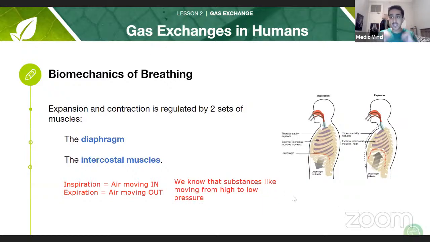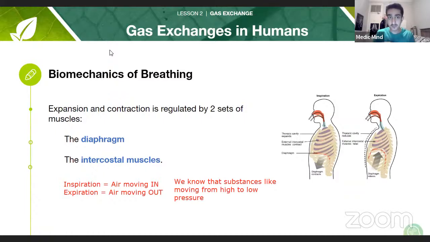So if air is moving in, remember, I can't change the pressure of the air because it's just the surrounding pressure. But what I can do is change the pressure internally to make it easier for air to either move in or out. So if inspiration is air moving in, we're moving the air from a high pressure to a low pressure, which means inside our bodies, we're trying to lower the pressure.